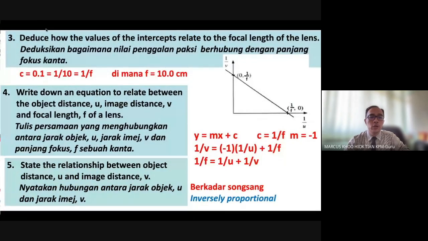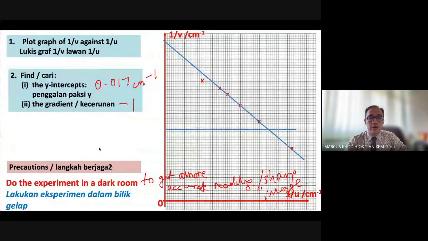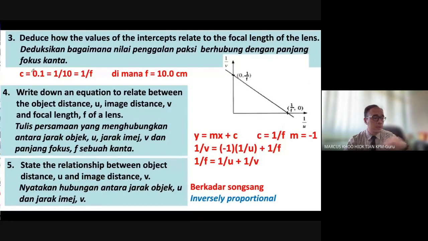Okay, so now it all depends on what your answer is here. My original answer is this one. So let's do number 3. Deduce how you would use the value of the intercepts to relate to the focal length of the lens. This is a very important thing that we need to remember: the y-intercept is the value of 1 over f.